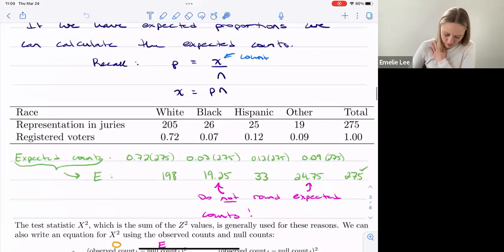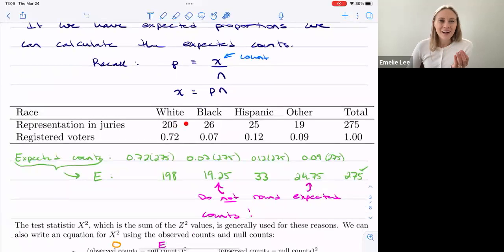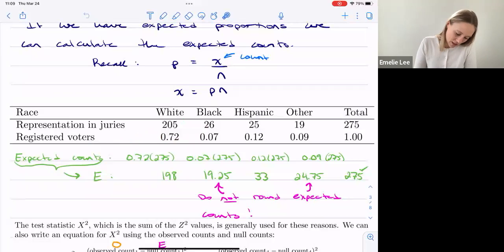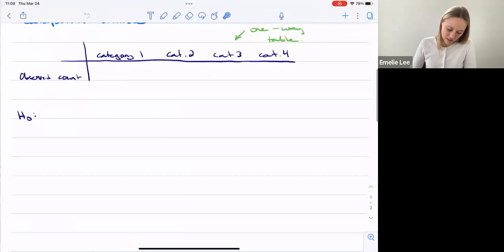Oh, the jury representation, right? And so we said, okay, the distribution of race in the jury is representative of the registered voters, or the proportion of the races in the registered voters. So it depends on the question, and that's what's really tricky, right? And so you'll need to practice that.